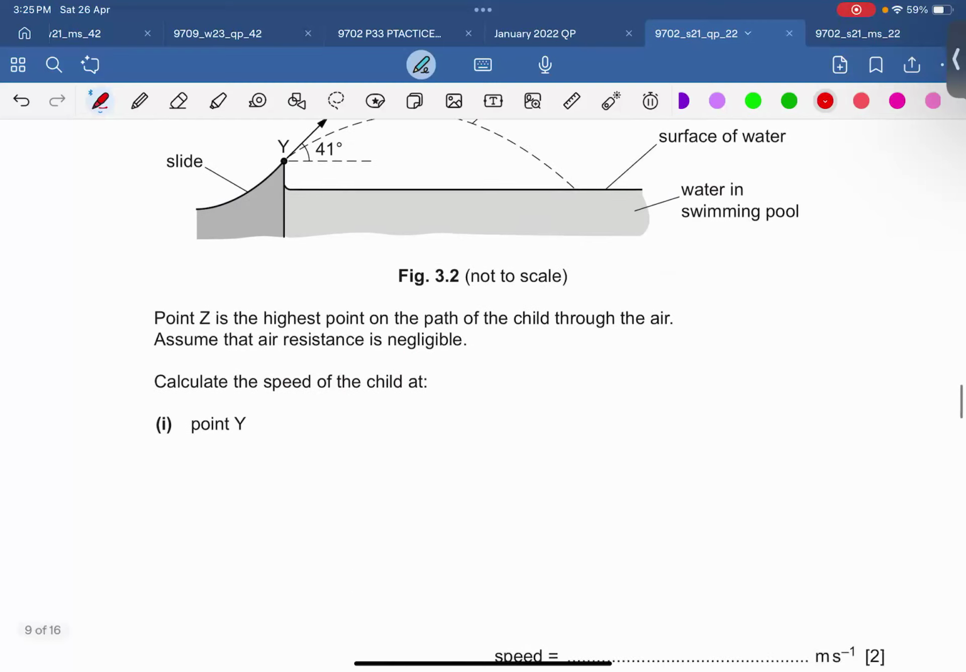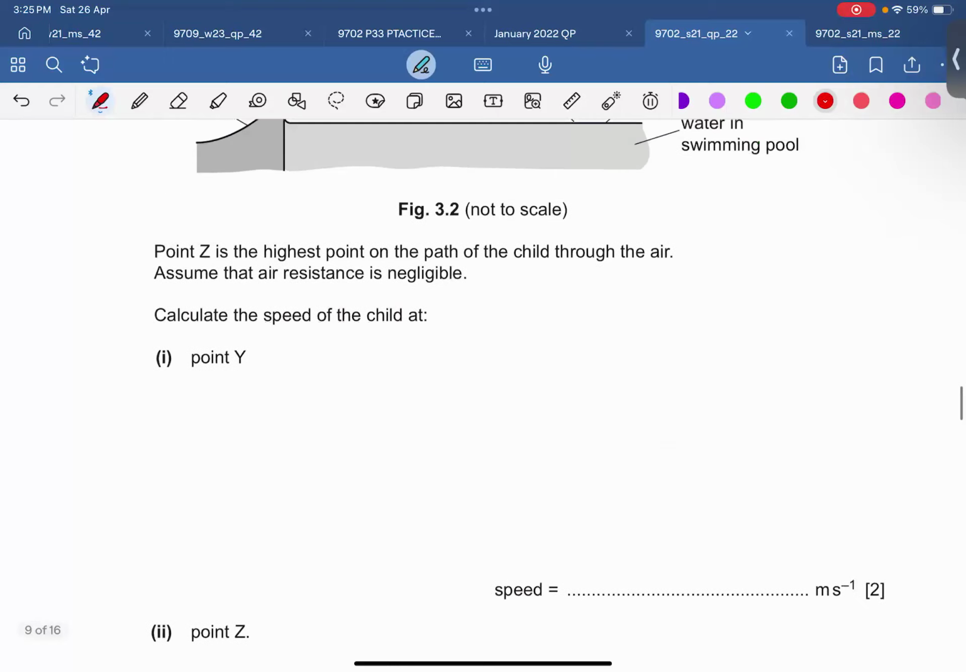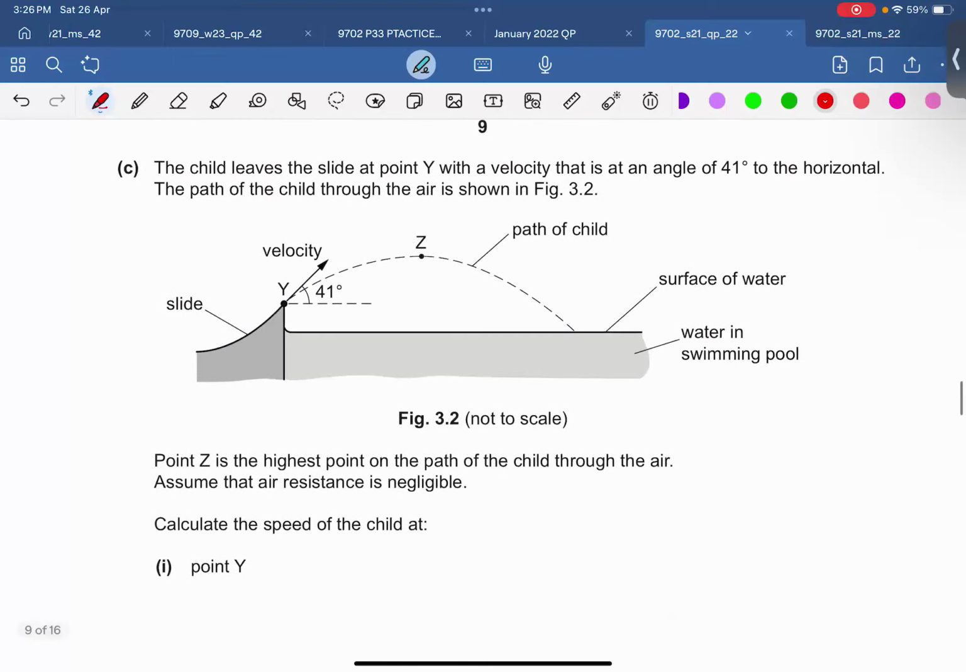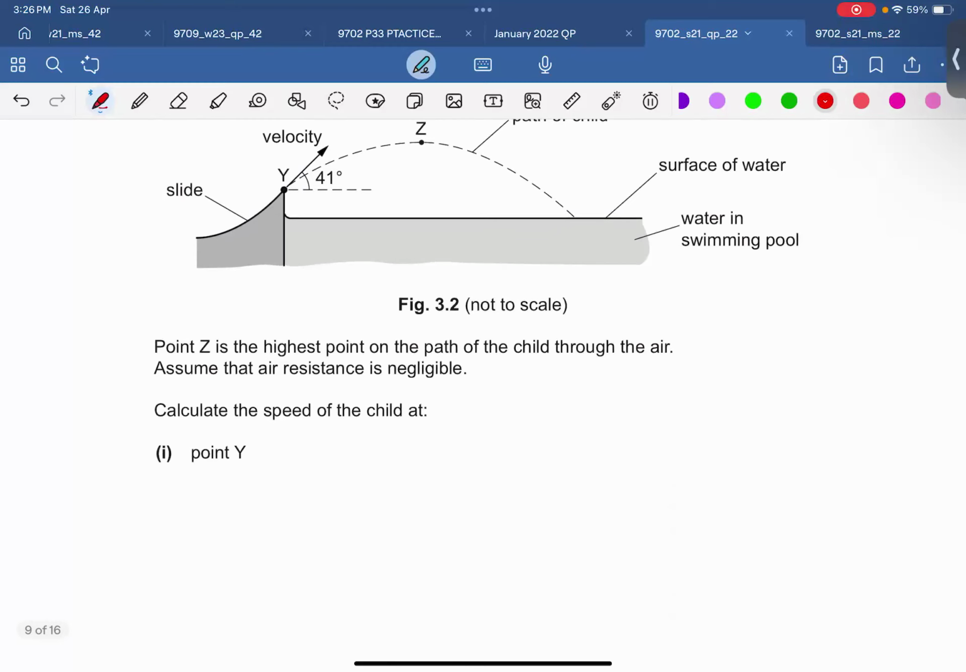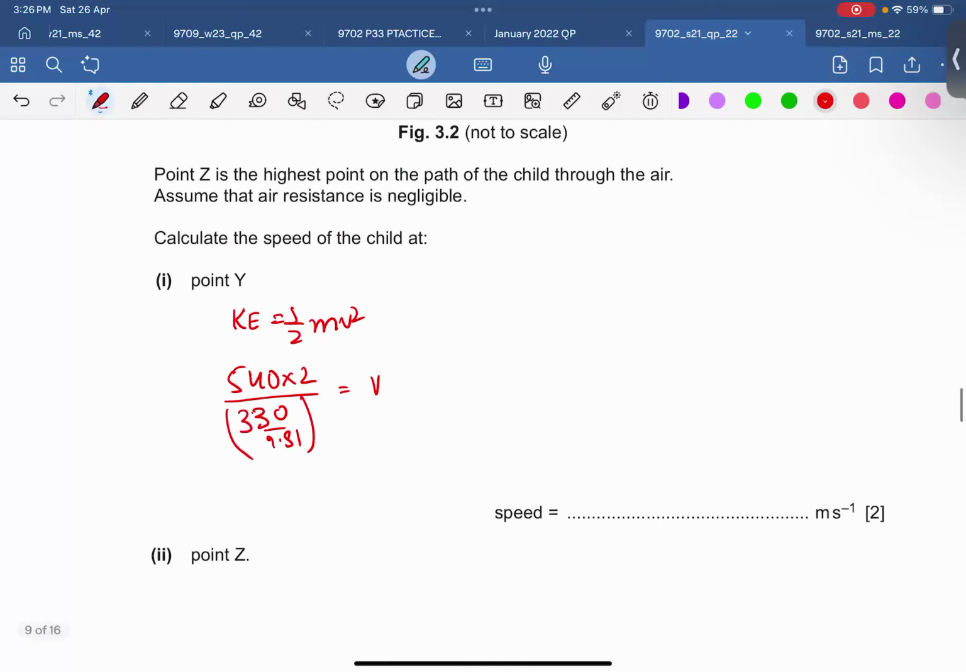What will you do? Sir, did they give us the kinetic energy at point Y? Yes, very good. So you can use the kinetic energy at point y, half m v squared. 540 into 2 divided by mass, 330 divided by 9.81, equals v. Please put the brackets on and then the whole thing under root.